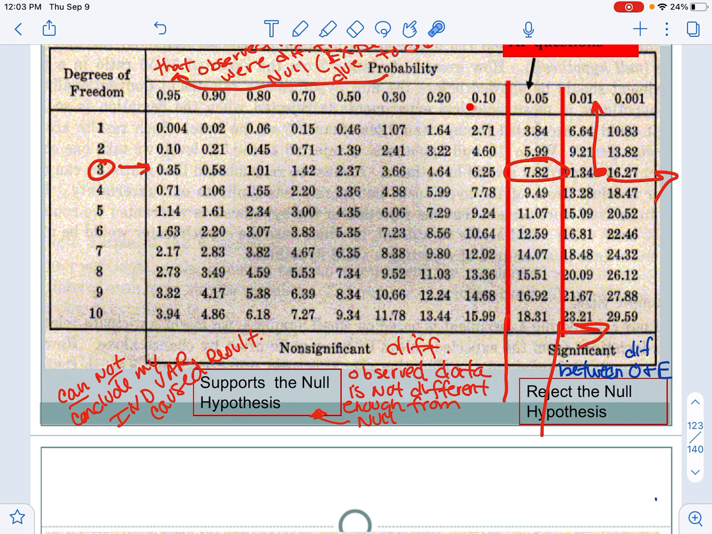If it's on this side, if it's a probability of 10% or greater that it could happen randomly, we're not allowed to say that our independent variable caused a different result in our dependent variable, okay? So we say that whatever we were off from the null is likely due to chance, and that's it.